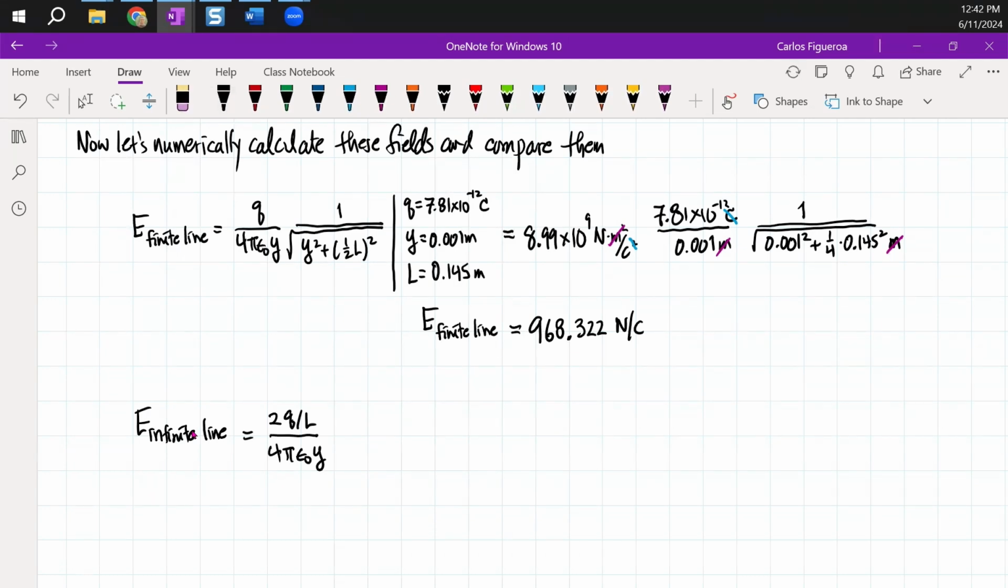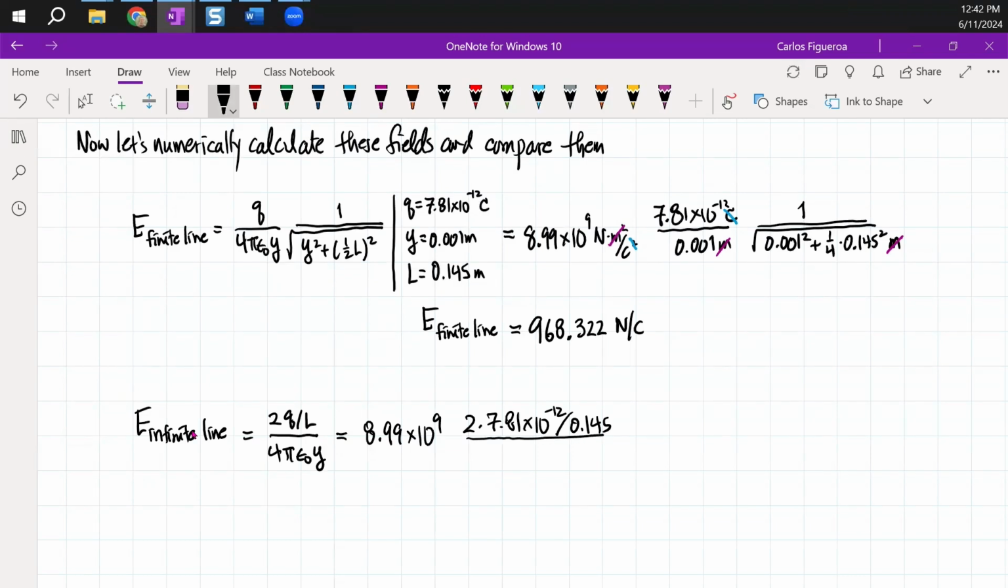So now I can numerically put in these values. Now note, we have everything from above. I'm just going to put in the numbers, and I'm going to drop my units here just to be fast. So this will be 8.99 times 10 to the 9. Then I have 2 times the charge, and the charge here is 7.81 times 10 to the minus 12 coulombs. And then the length of this is 0.145. There's my charge density.